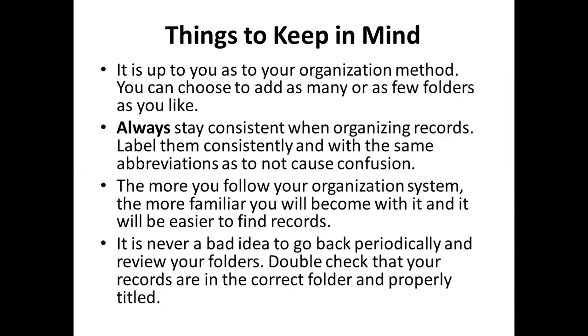Sometimes if you're saving records into a large folder and going to sort them later, you might have short abbreviations like obit instead of obituary, HS or GS, headstone, gravestone, MAR for marriage records, DC, death certificate, and so forth. So just make sure you're consistent with those abbreviations. The more you follow your organization system, the more familiar you will become with it, and it will be easier for you to find those records.